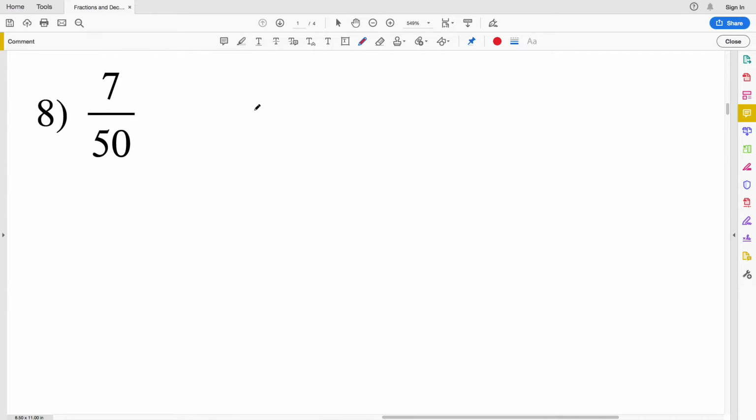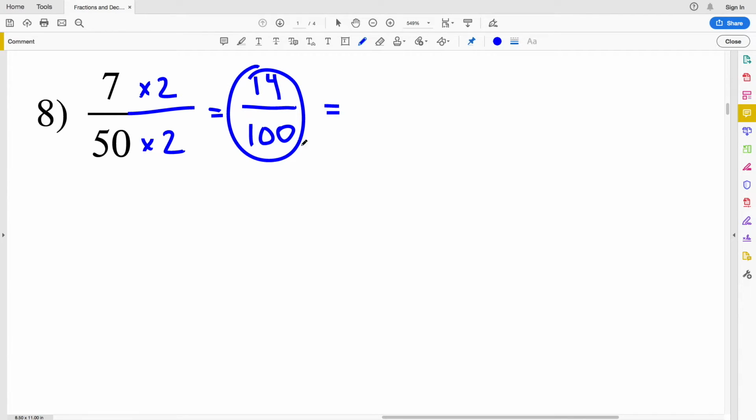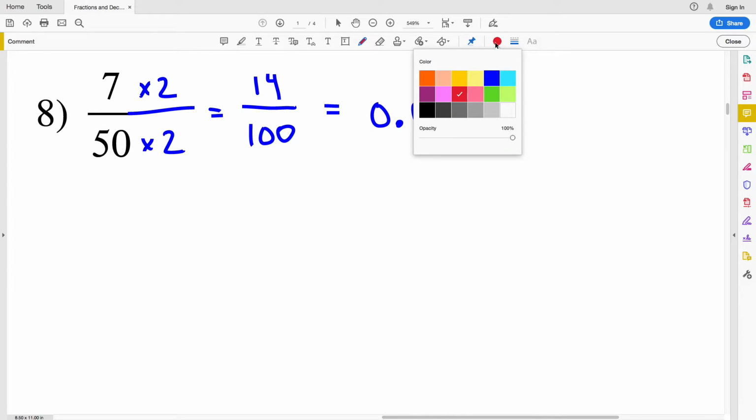Now in number 8, we have 7 over 50. And 50 can easily go into 100. That would be multiplying it by 2. And remember, whatever I do to the denominator, I need to do to that numerator so that I don't change the overall fraction. So 7 times 2 is 14, and 50 times 2 is 100. So reading this fraction, 14 over 100, that's 14 hundredths in decimal form, 0.14.